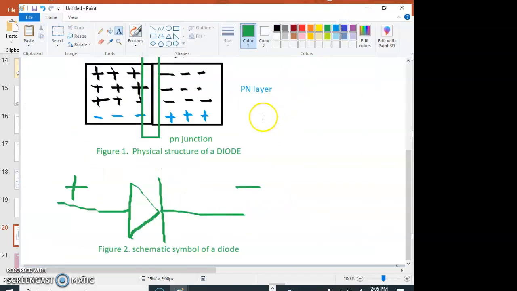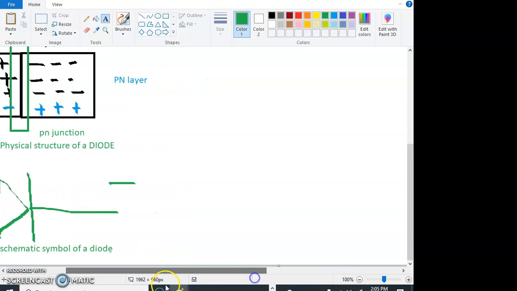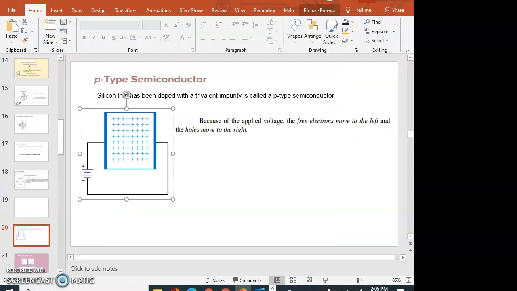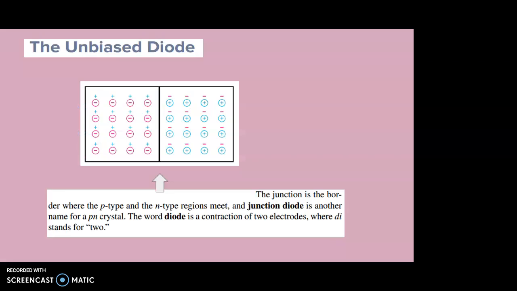Now that you have the physical structure and the schematic symbol, what is next is how do you use this diode? So we go now to what is known as diode biasing. But before that, let us check first the lectures that we have. Here, p-type was already discussed, and then we have the layer of a diode, and we call it unbiased. It is called unbiased because we are not yet applying any voltage for the diode to operate.